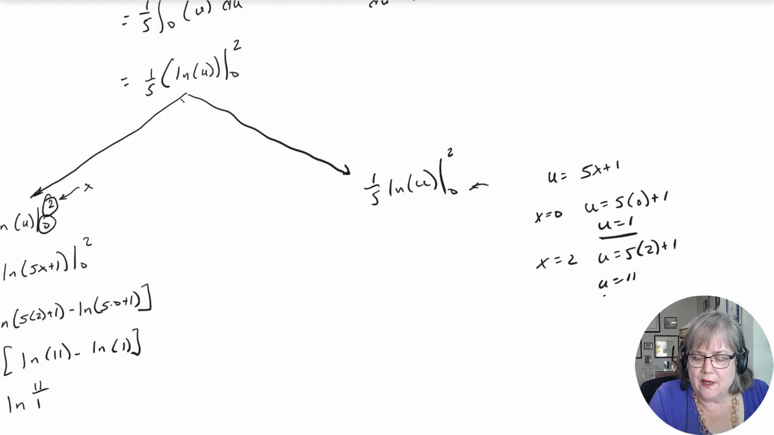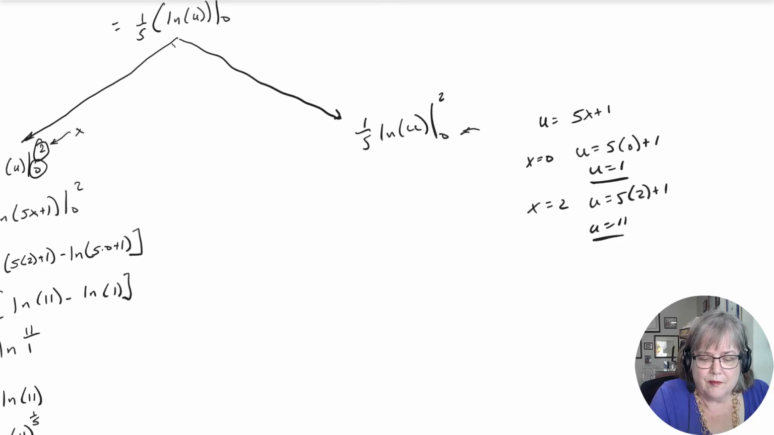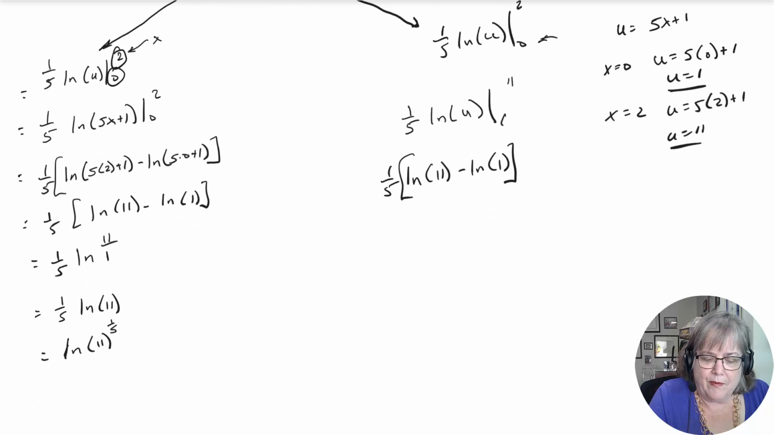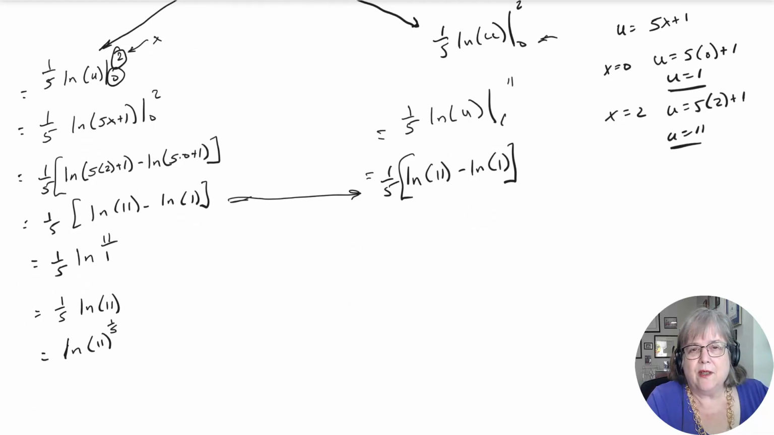So we would use these numbers and say this is 1/5 the natural log of u evaluated from 1 to 11. So you'd have 1/5 the natural log of 11 minus the natural log of 1, which is this same part. So you see how you end up in the same spot?